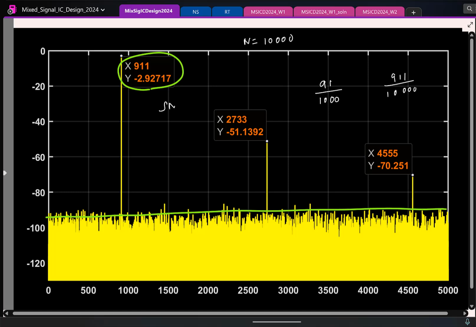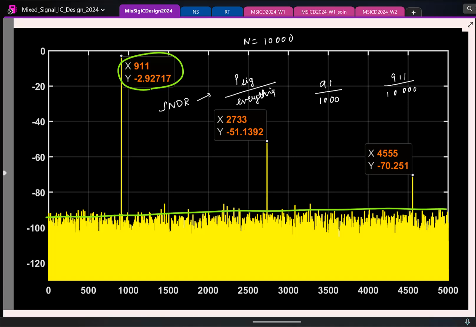But the final deal is you find SNDR, signal to noise and distortion ratio, right? So here you take the ratio of the signal power to everything else, including noise, distortion, anything else you have. Is that clear? People give different names. I don't want you to remember all those jargons. The underlying principle is what is important, right?